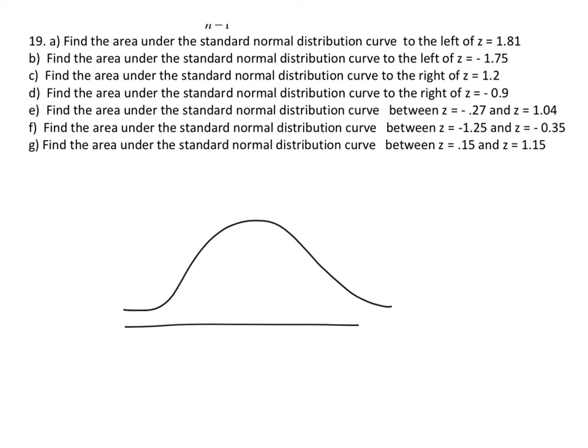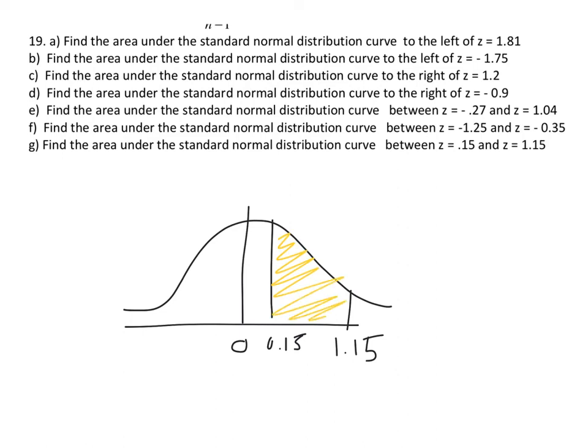Okay, so finally the last part, find the area under the standard normal distribution curve between z equals 0.15 and z equals 1.15. So here's z equals 0. Here on the positive side is 0.15, and here we got 1.15. So again, we'll use the same colors. We're looking for yellow. If I look up 1.15, I'm going to get this whole blue area. But if I look up 0.15, I'm going to get just this green area. So once again, if I just want the yellow, what I'm going to have to do is blue minus green.